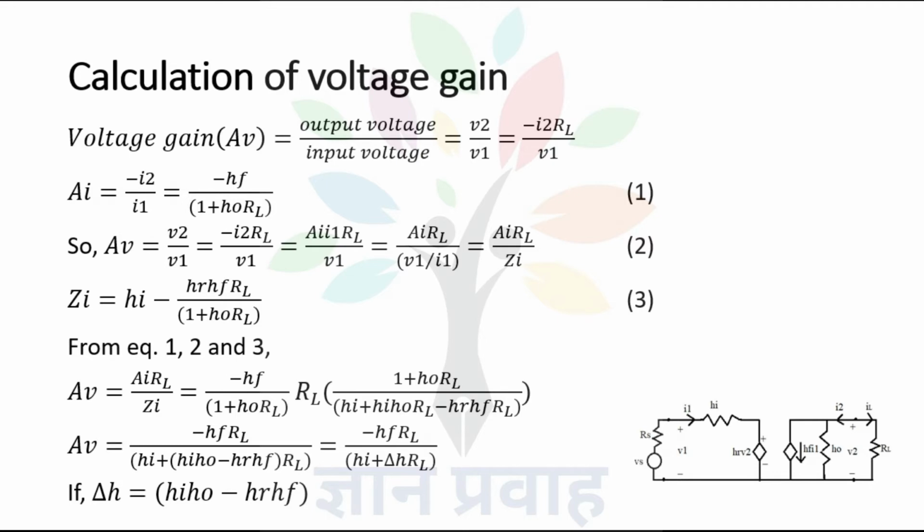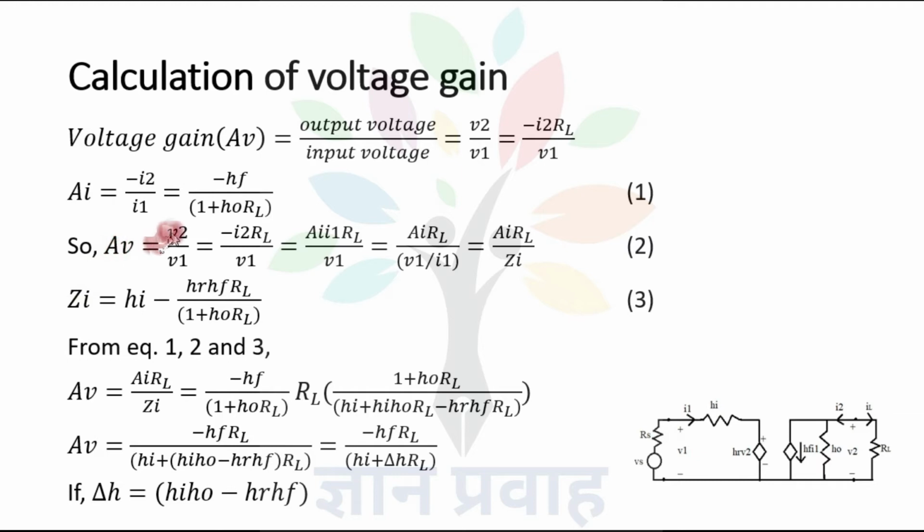The next parameter is voltage gain. Voltage gain is represented by AV, and it is the ratio of output voltage to input voltage. Output voltage is V2, input voltage is V1, and V2 always equals minus I2 RL. The current gain AI we have already calculated, and its value is minus HF upon 1 plus HO RL. Similarly, we have also calculated Zi, which is HI minus HR HF RL divided by 1 plus HO RL. So AI and Zi are both required for the calculation of voltage gain.